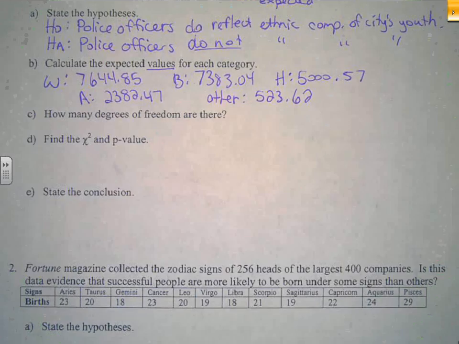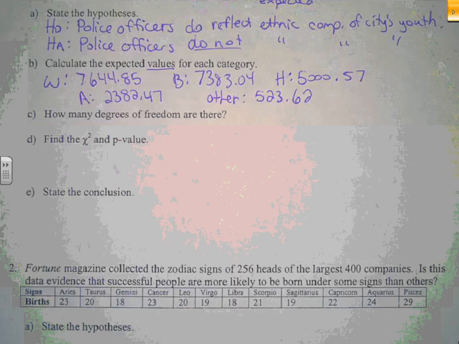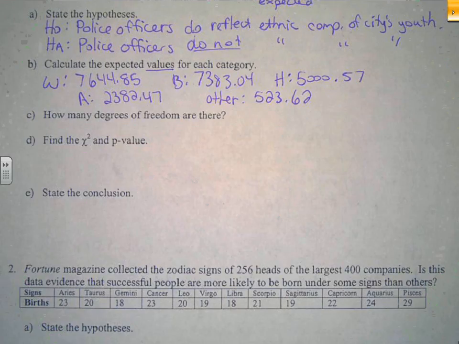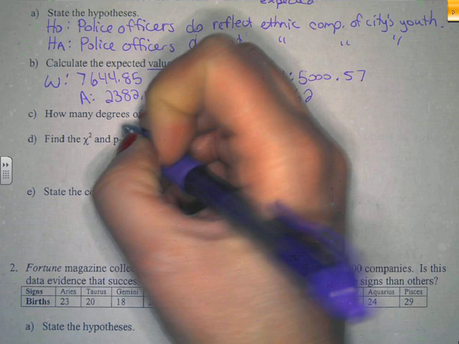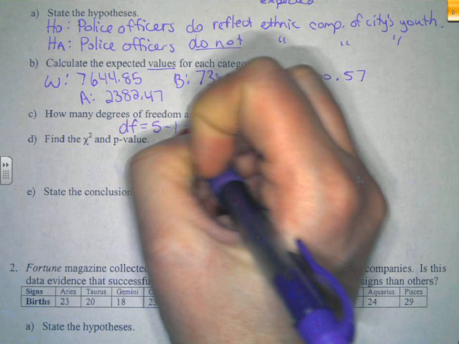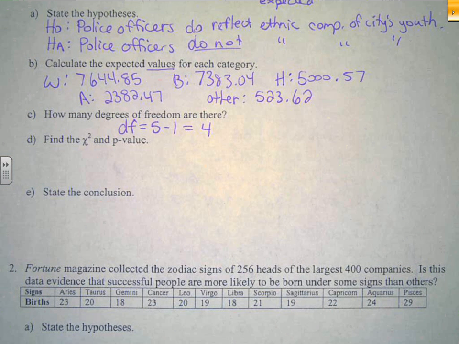Okay, next question asks how many degrees of freedom? Degrees of freedom is n minus 1, the number of categories minus 1. So how many categories do we have? 5. So it's just 5 minus 1, which is 4. So there are 4 degrees of freedom.